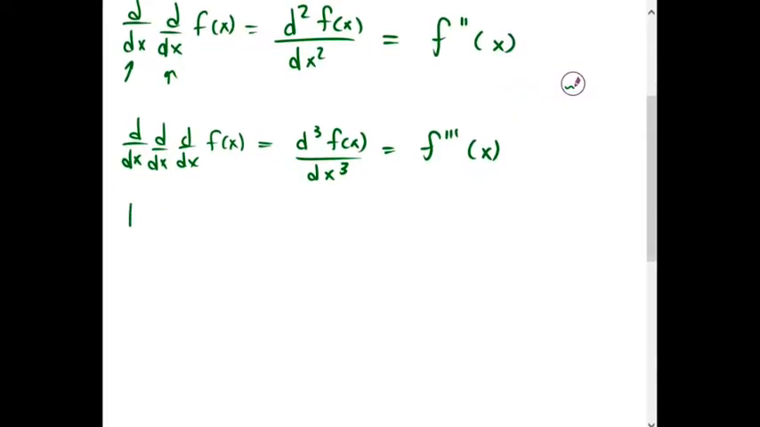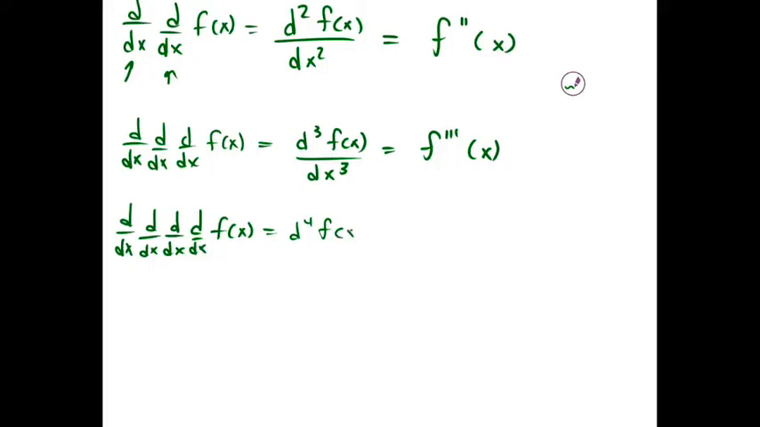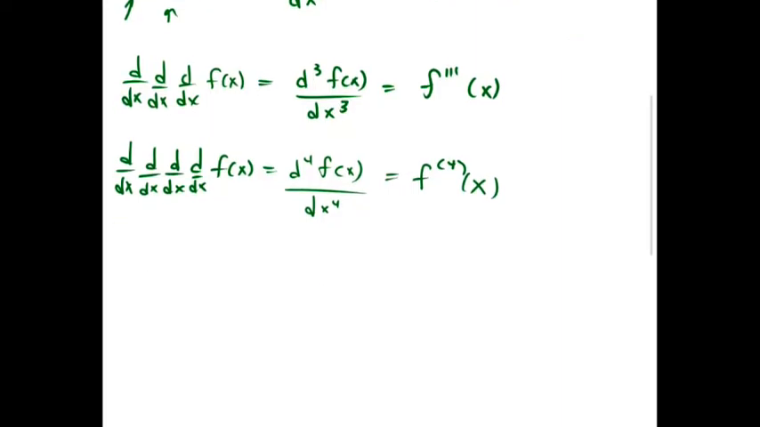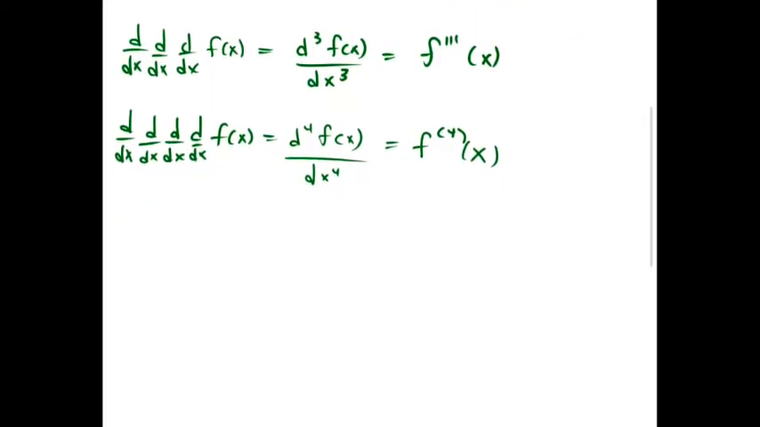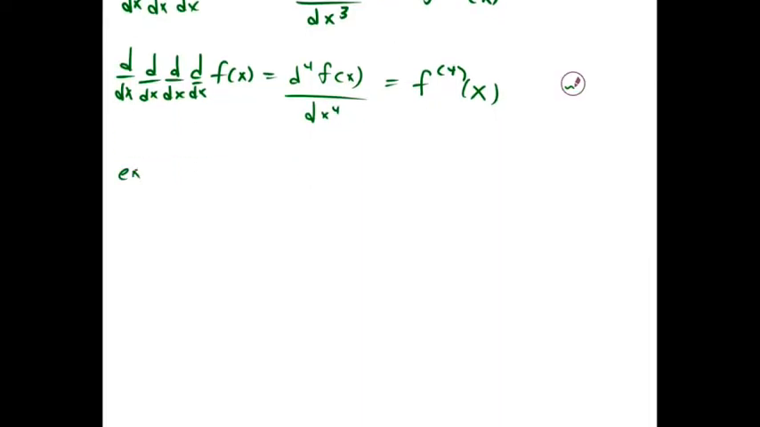And we can keep doing this, and the only thing that changes from this point on is the second notation. This is just d4 f of x dx 4. But this, we just write a 4 in parentheses up here now. Some people use Roman numerals.